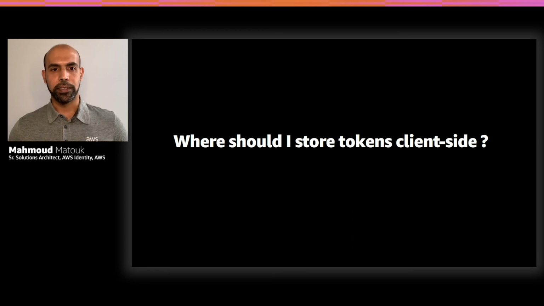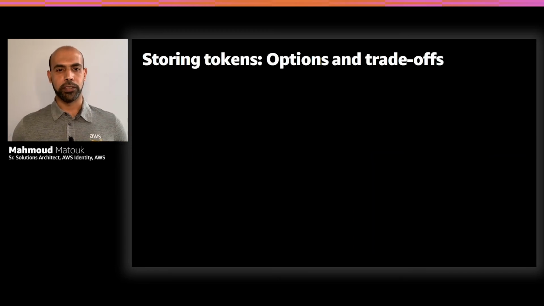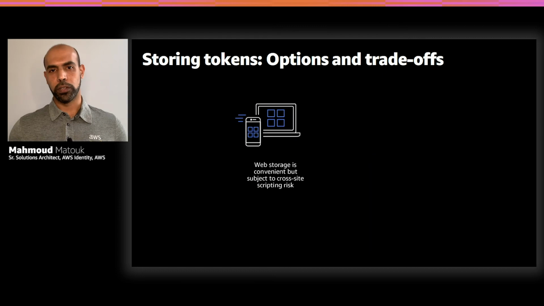Storing tokens at the client side, the first option for web applications is to use web storage or local storage. Local storage is accessible to your web app. It's convenient. It enforces the same origin policy. That's good. However, it is subject to cross-site scripting risks. What does this mean is that a web application that accepts input from a user and allows this input to show up for other users when they visit the website. Think about a product review.